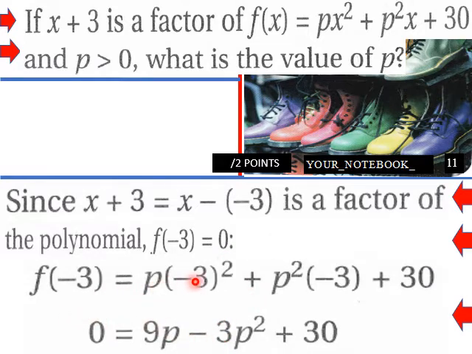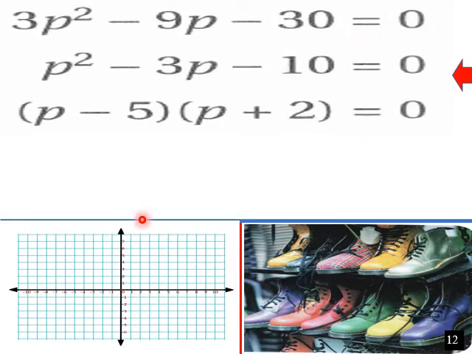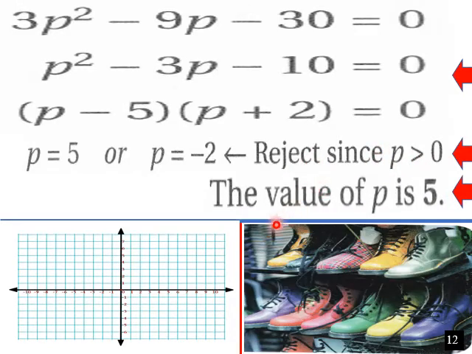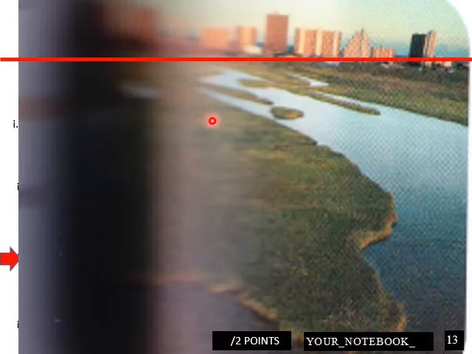So if we plug that back in, we'll get this here, 9p minus 3p squared. So if we have this equals 0 here, then we can factor out p minus 5 and p plus 2 for this. We take out a 3 here. We end up with this, and then this can be factored down into p minus 5, p plus 2. So p equals 5 or p equals negative 2. Reject, since p's got to be greater than 0. So the value of p is 4.